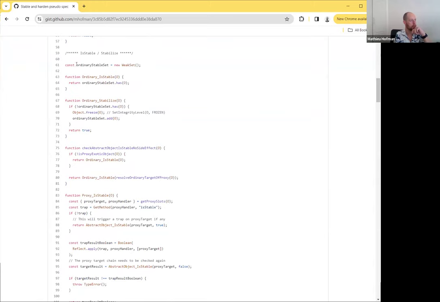As I mentioned, I am using a weak set as a slot marker for ordinary objects. The main thing, so let's start with is stable or stabilize. The stabilize operation for an ordinary object is really freezing, setting the integrity level to frozen, and then remembering that the object was stabilized. That is about it. And checking if it's stable, for an ordinary object, means just checking if it has stable slots.